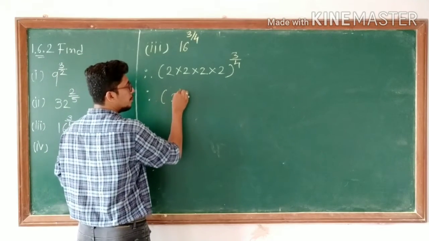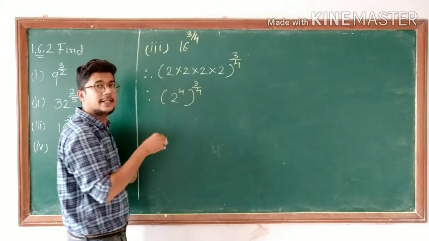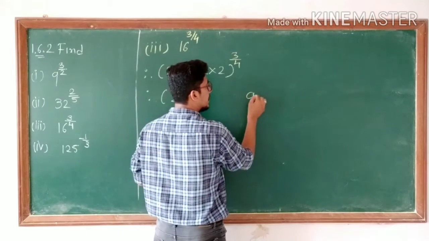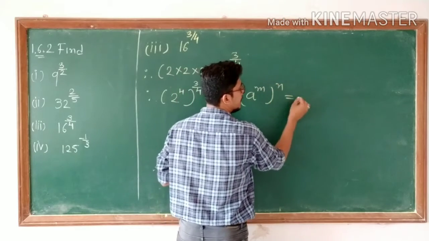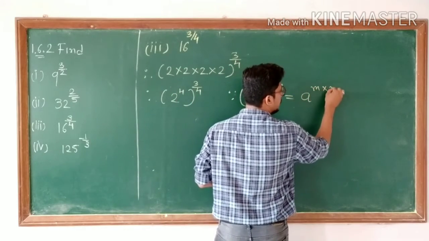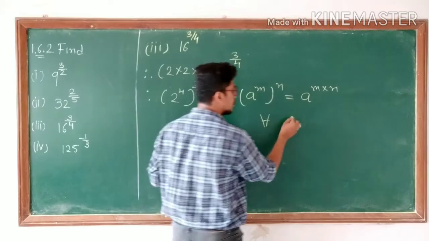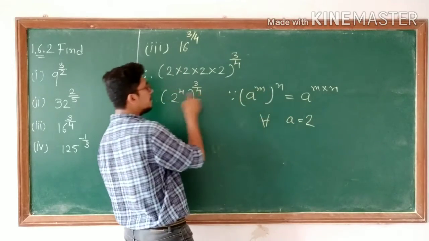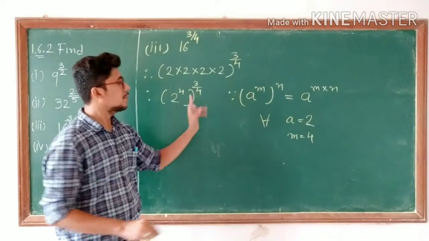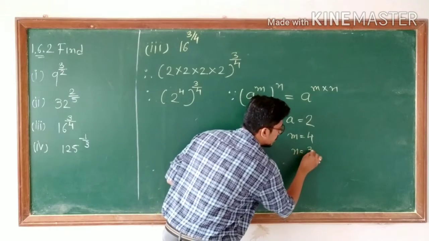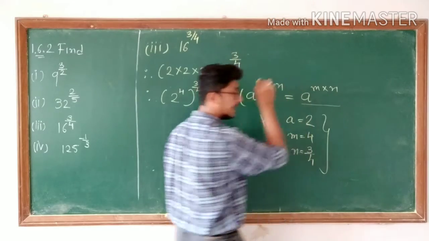So can I write 2 power of 4 to the power of 3 upon 4? Doesn't it look like the identity a power of m power of n? That is, a power of m to the power of n is equal to a power of m into n, where a is equal to 2, m is equal to 4, and n is equal to 3 upon 4. Put all these values where? To the right side of the identity, RHS.